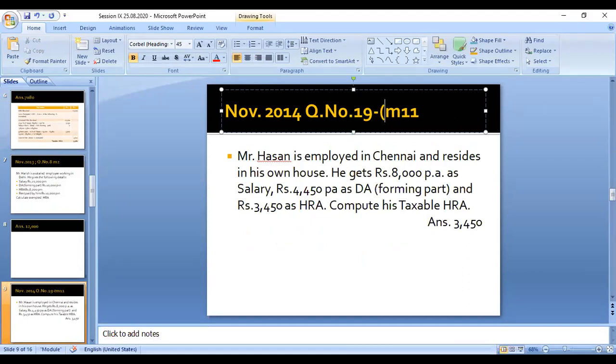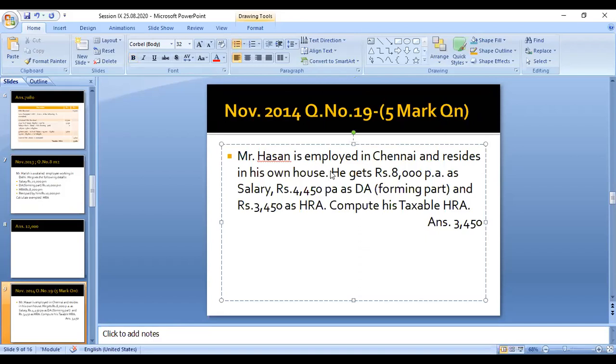Okay, this is a 5-mark question. Right, it's very simple. There is no calculation in this problem. Okay, if you understand the rules, you can easily apply them.